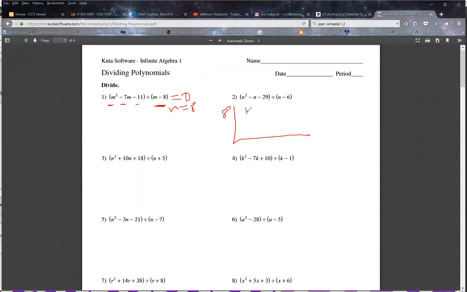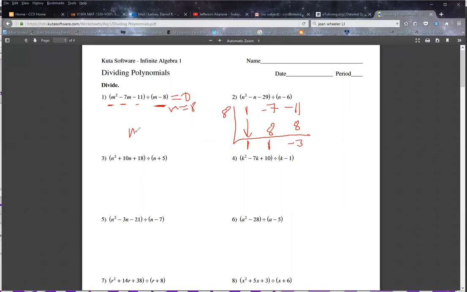And remember, you just pull the coefficients off this. So 1m squared is 1. Negative 7m is negative 7. And then negative 11. And then for the synthetic division part, you bring down the 1. I always like to put an arrow there, so I know I have to do that. Plus, I don't put an extra number there. Then I multiply. 1 times 8 is 8. Negative 7 plus 8 is 1. Then 1 times 8 is 8. And then we subtract those and we get negative 3.